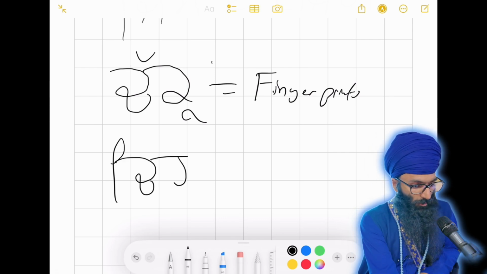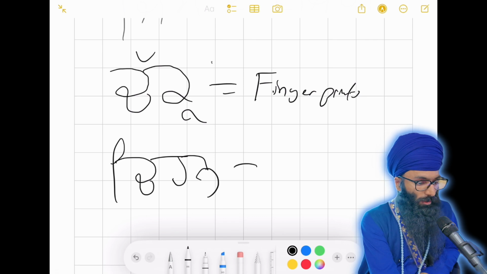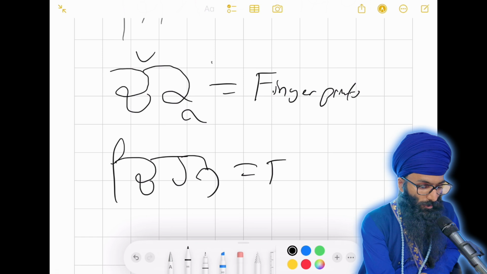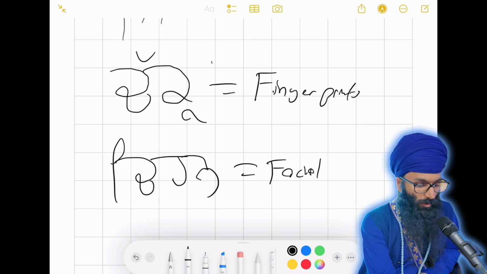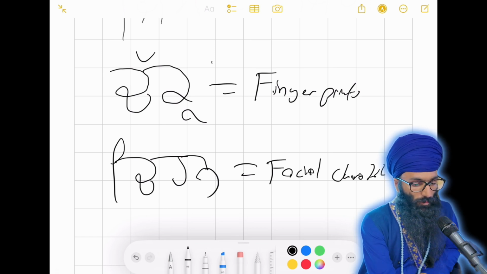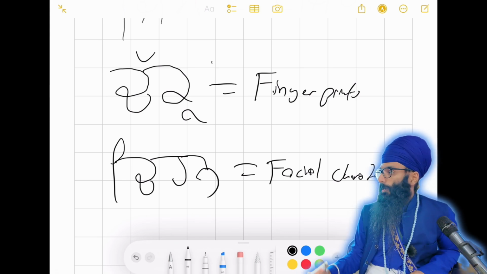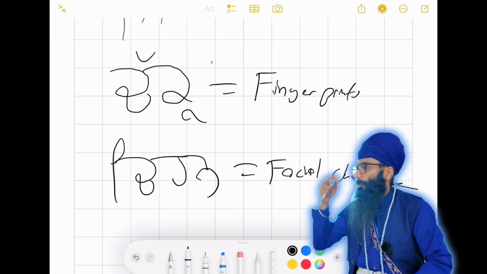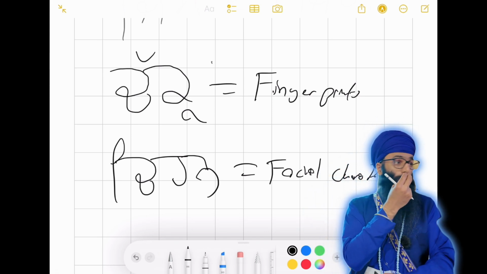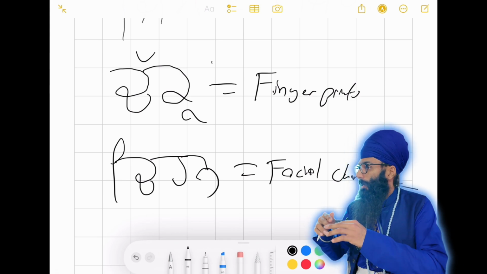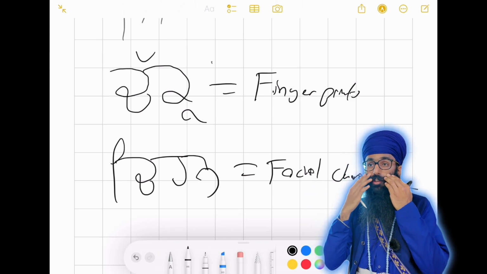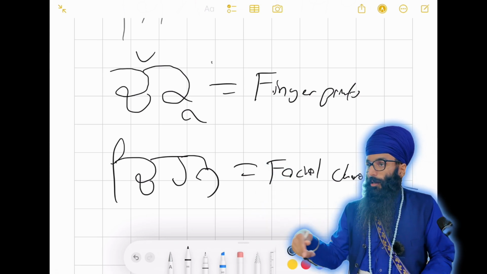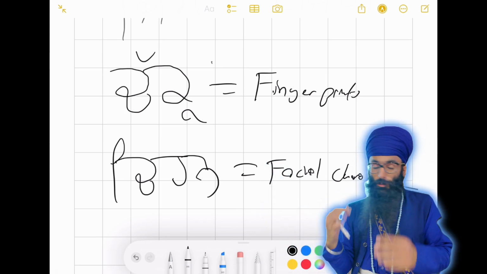Chihin. What's the next word? Chihin. It means facial characteristics. Okay, facial characteristics. Like someone has a birthmark, someone's eyebrows are big, someone's nose is long, someone's nose is short, someone's lips are big, right? Those are the facial characteristics, okay? Chakkar meant fingerprints, and then chihin meant facial characteristics, okay?